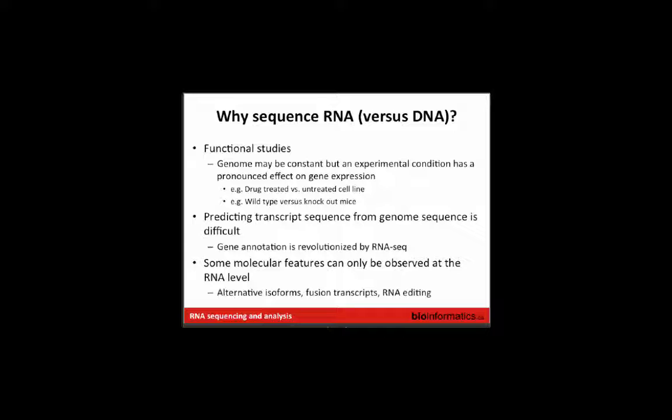And then there are some molecular features that really can only be observed at the RNA level, so things like alternative isoforms, fusion transcripts in tumors, for example. RNA editing, of course, can only be observed at the RNA level.